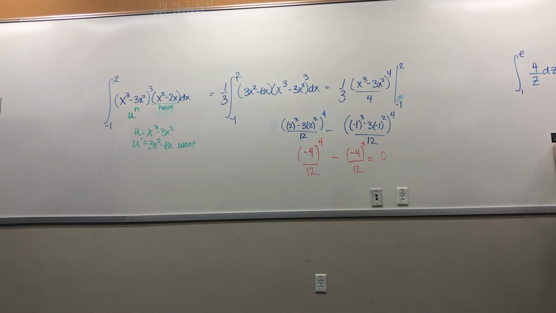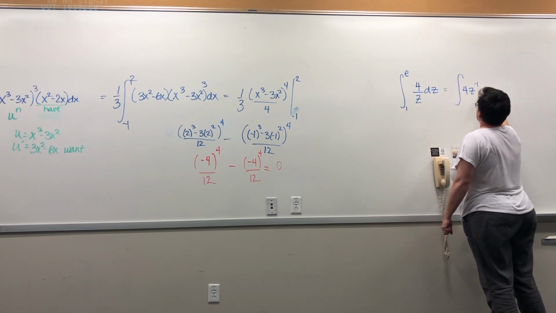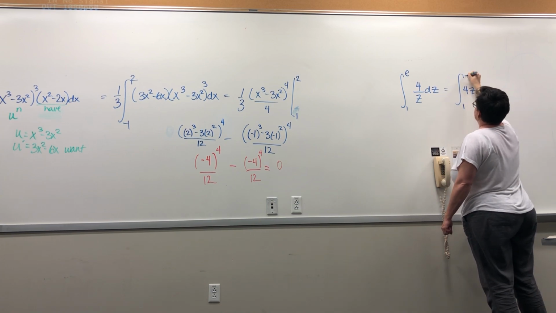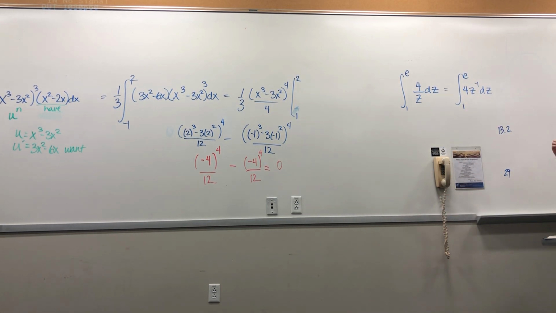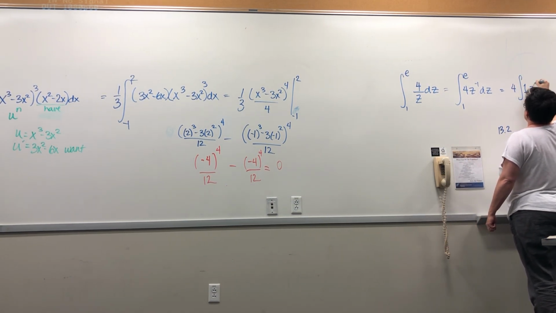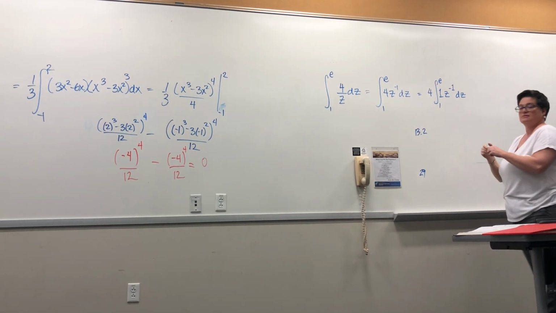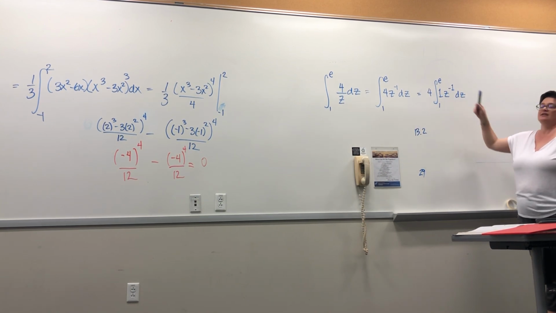Groovy. So make it pretty. 4z to the negative 1, which makes this integral number 4. What's my u? It's z. What's my u prime? 1. So we pull the 4 out and get 1 z to the negative 1 from 1 to e with respect to z, yes? So now we have our u prime u to the negative 1, right?